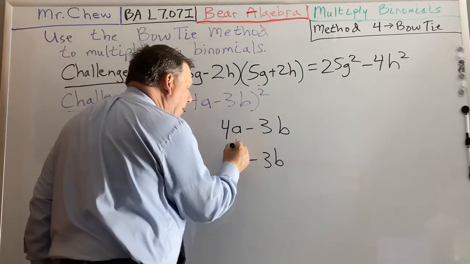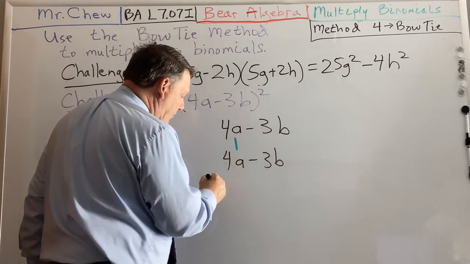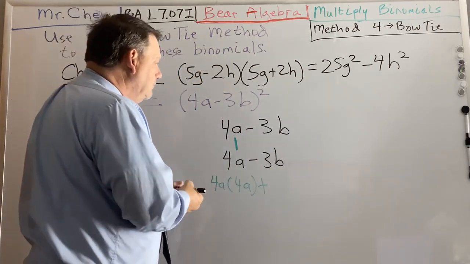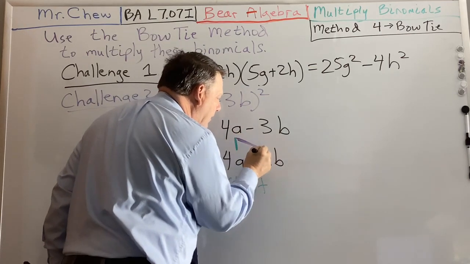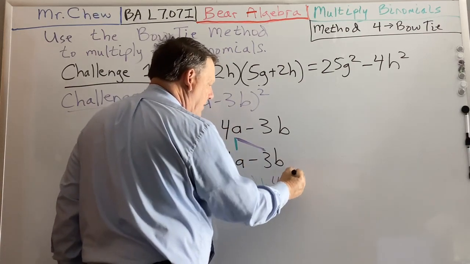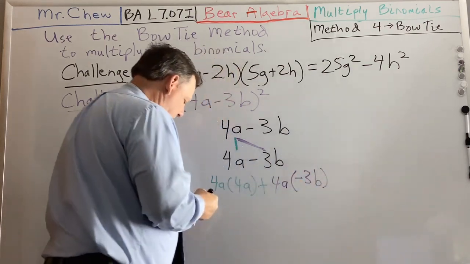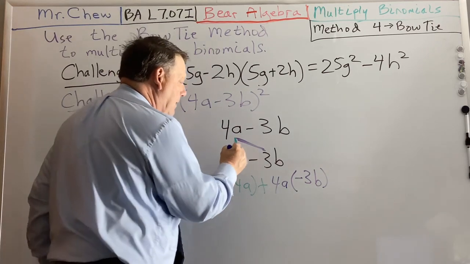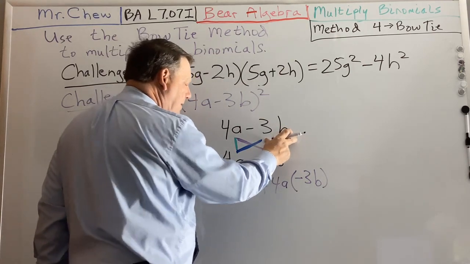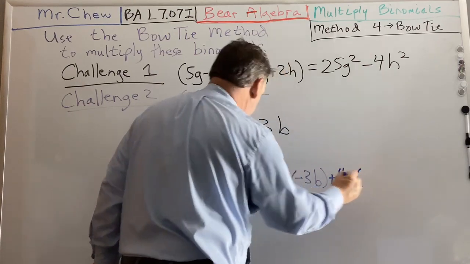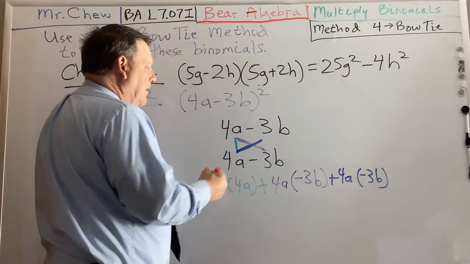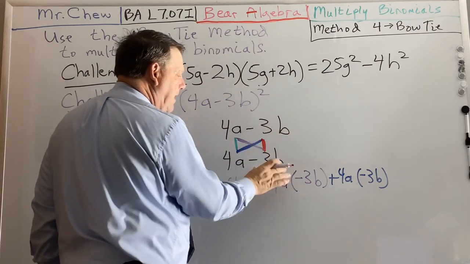So I start my bow tie with first term times first term, 4a times 4a. I continue my bow tie with the first term of the first one times the second term of the second one, so 4a times negative 3b. There we go. 4a, the first of the second one, times the second of the first one, 4a times negative 3b. Now we finish off this bow tie: negative 3b times negative 3b.